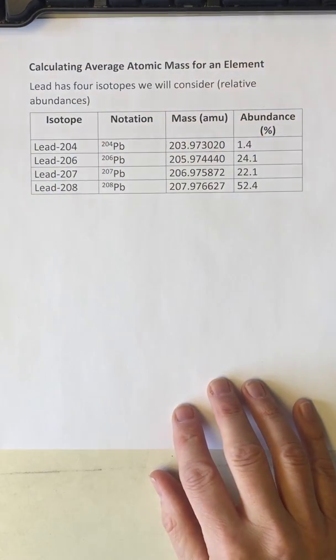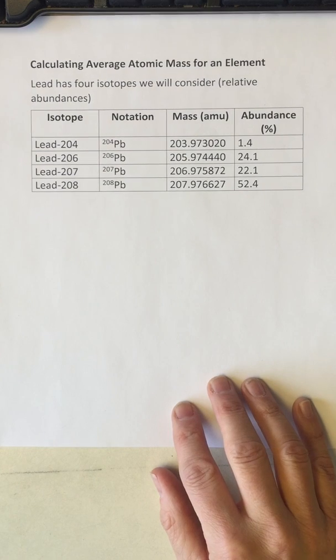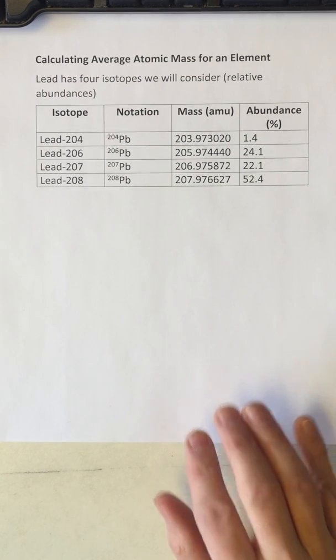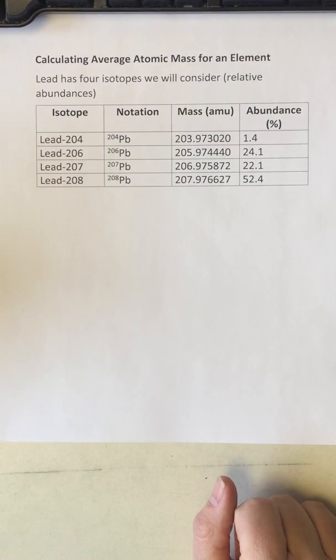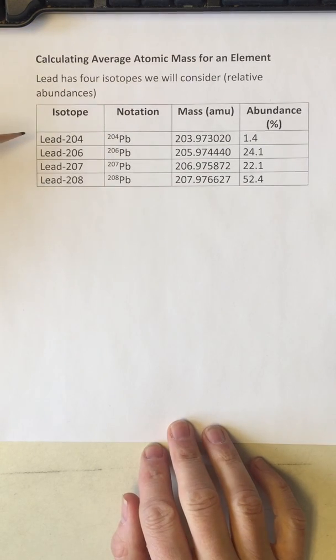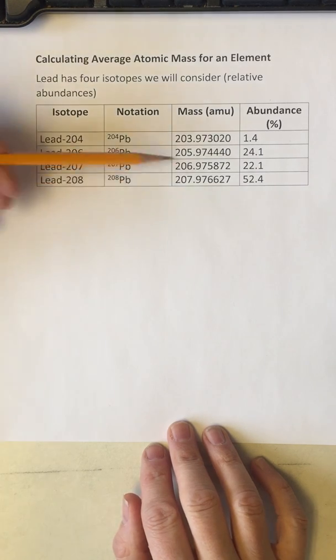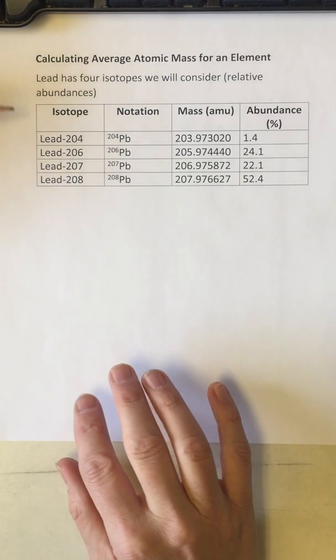Okay. So now let's take a look at a very common type of calculation. This is probably the primary type of calculation you'll need to be able to do in this section, and that is to calculate the average atomic mass of an element. I picked lead here because lead has 4 isotopes listed, and so I thought we could go through this particular problem to show you how to go at it.